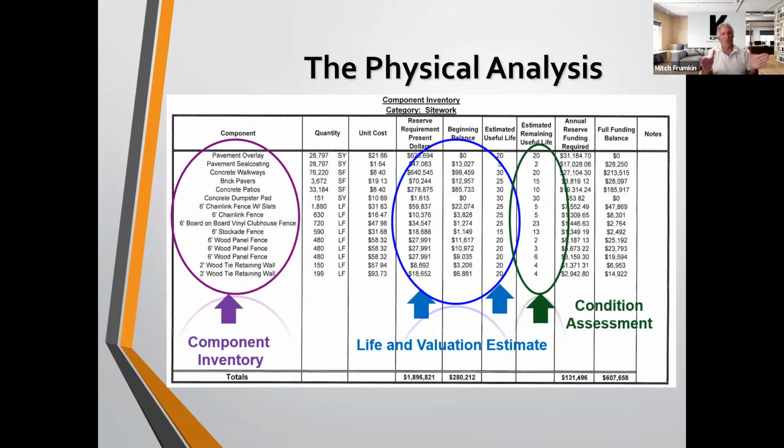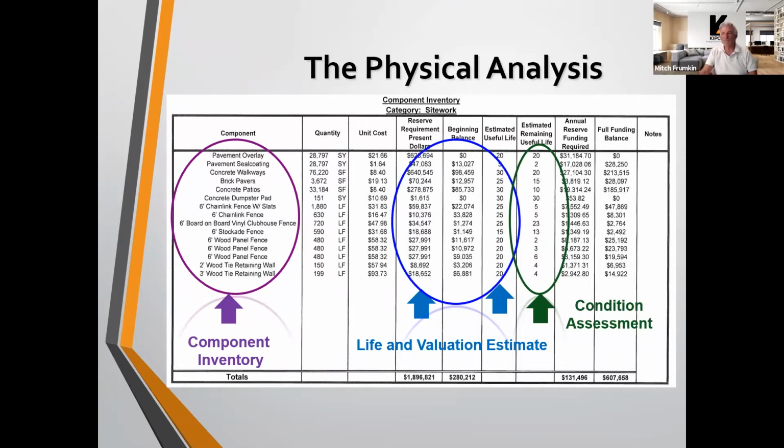So that's the component. What is the component? And I say this all the time. You can get the entire study right, but it can be wrong if you don't have the components right. So if you leave out a roof, everything is going to be based on a community without a roof. So the study can be right, but it's totally wrong. So the component inventory is really the key to the study. It's like the foundation of a reserve study.